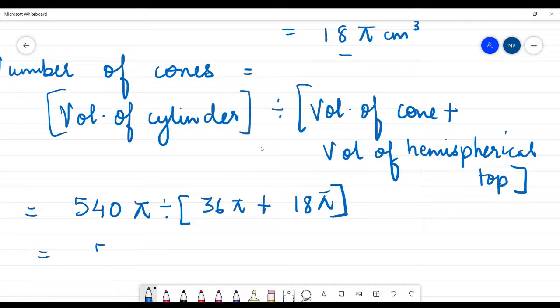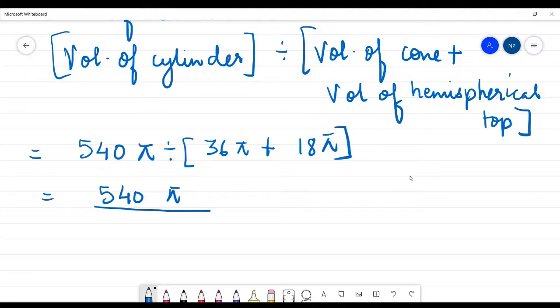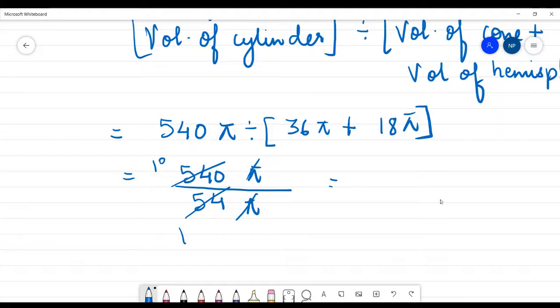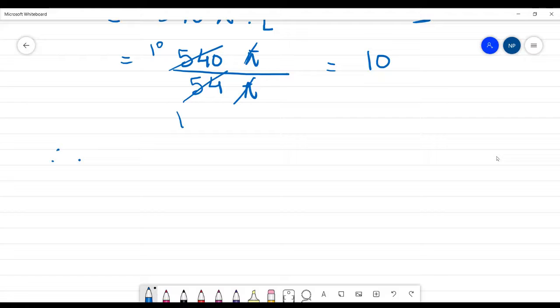So here we will write 540 pi divided by 36 plus 18 pi. First of all, we are going to take pi common and then we will add 36 and 18. We will get 54 pi. So pi and pi get cancelled. 54 ones is 54, 54 tens is 540. So we will get the answer 10. Therefore, the final answer is number of cones is equal to 10.